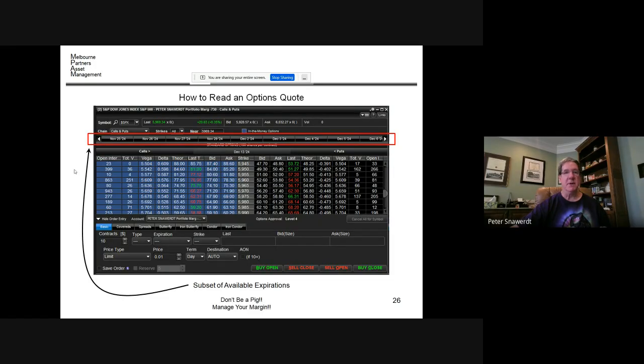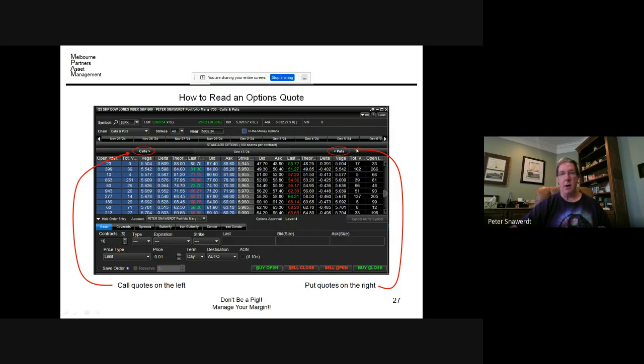Depending upon the symbol, they'll be either daily like this. We have 0DTE options for SPX. I believe there are 0DTE options for SPY. I'm not as certain about QQQ or IWM, but most symbols have at least weekly options with options expiring on Fridays.